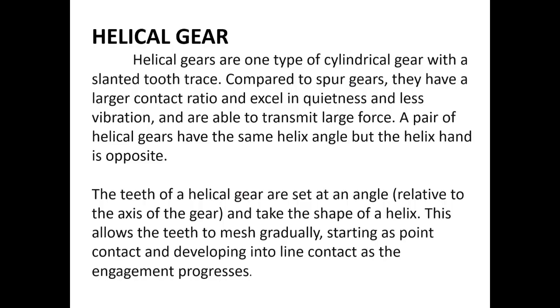Next is helical gear. Helical gears are one type of cylindrical gear with a slanted tooth trace. Compared to spur gears, they have a larger contact ratio and excel in quietness and less vibration, and are able to transmit large force. A pair of helical gears have the same helix angle but the helix hand in opposite. The teeth of a helical gear are set at an angle relative to the axis of the gears and take the shape of a helix. This allows the teeth to mesh gradually, starting as point contact and developing into line contact as the engagement progresses.